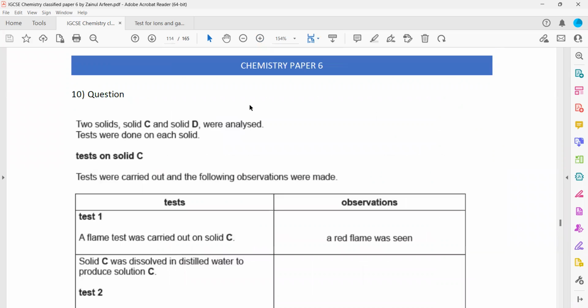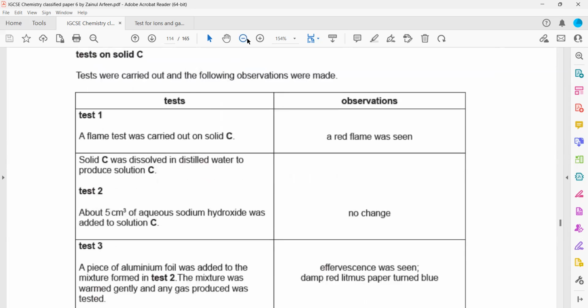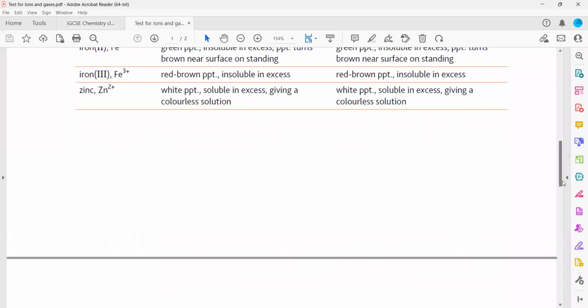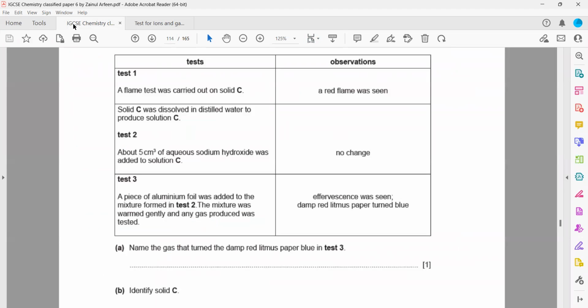Then question 10. Two solids C and D were analyzed. Test on solid C: a flame test is done and it gives a red flame. What does this give an idea about? Lithium ion. Like you can see in the flame colors here, red is lithium. So this gives an idea that there is a lithium ion.